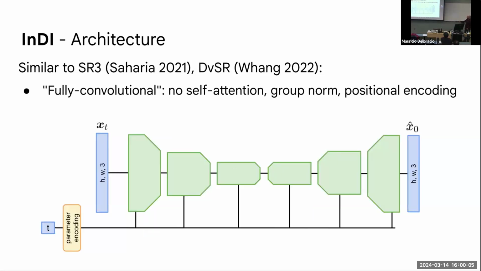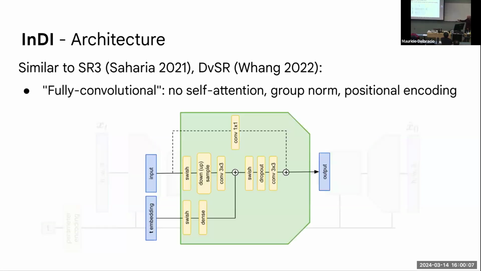For the details, each of these blocks looks something like this, where we also need to embed information about which time step we are at, this T that goes between 1 and 0. We do this through these dense connections that get added here. But there is not really innovation here.